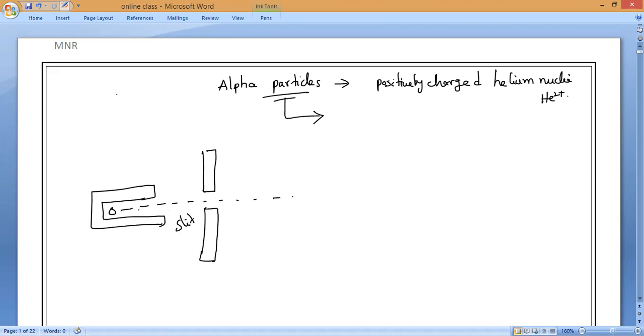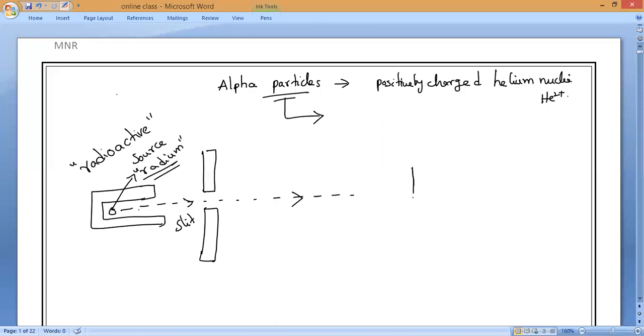To emit alpha particles, he took a source. What is the source called? Radioactive source. Do you remember that? Yesterday also I wrote it. We can say even radium. That is what was taken to emit the alpha particles, and they pass through this small slit and keep on moving.